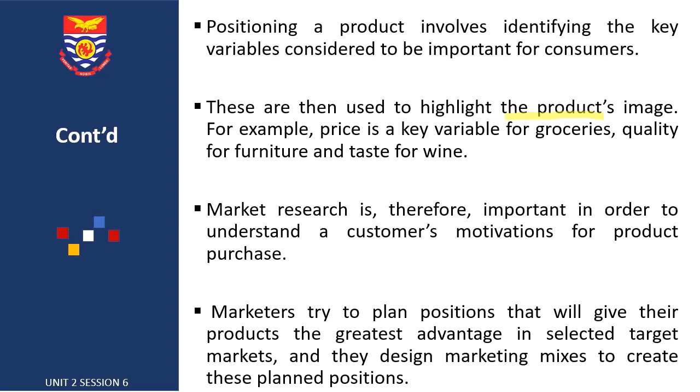For example, price is a key variable for groceries. People basically look at the price elements on purchasing groceries. In buying furniture, people look at the quality nature of the product. And in purchasing a wine, people look at the sweetness or the taste of the wine.